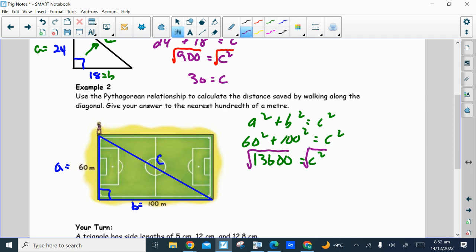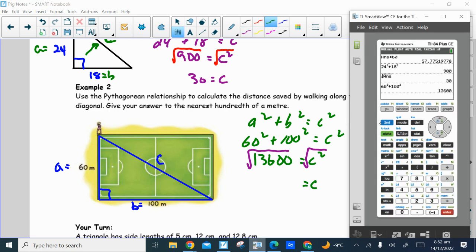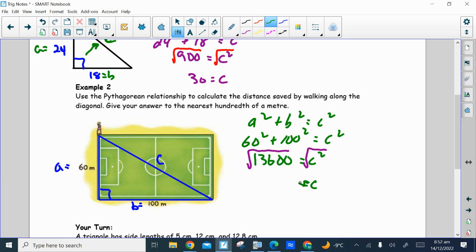And then we take the square root of both sides to find out what c is. And this one might have to be rounded. We'll see. Yeah, we're going to have to round this off. It's 116. We'll round to the nearest tenth. 116.6. And I'll use approximately equal to 116.6 meters.